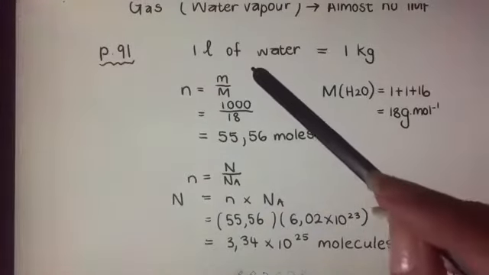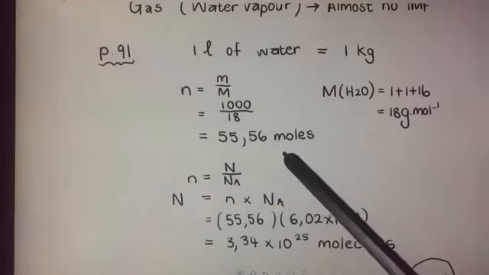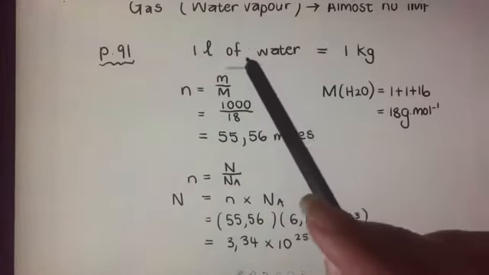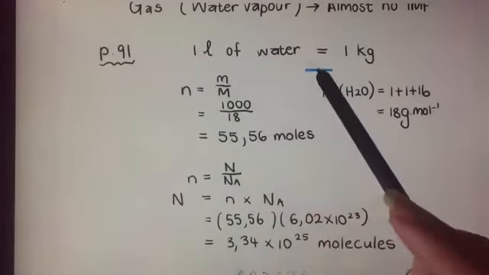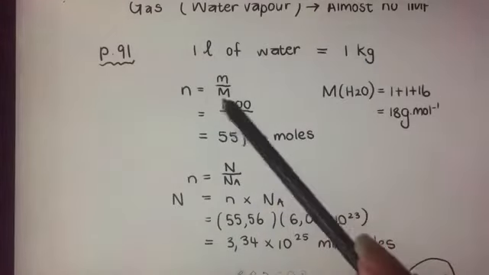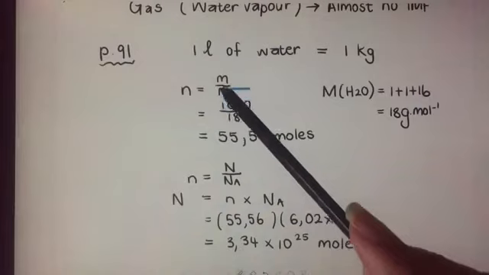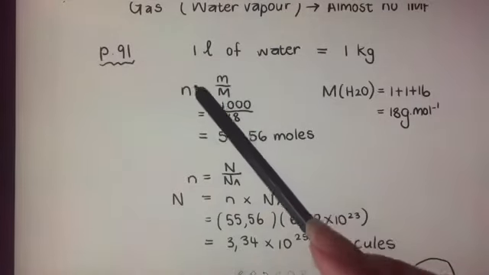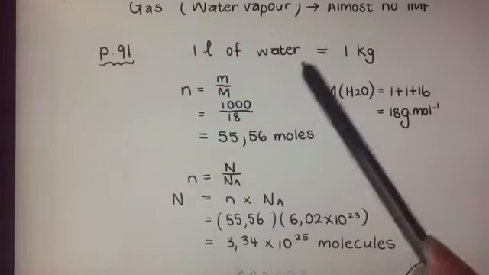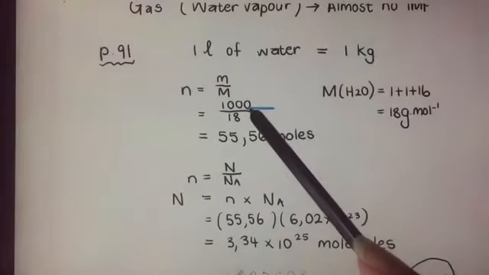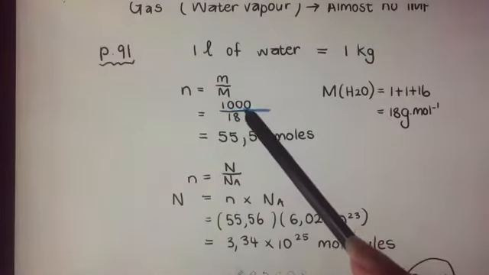Right, on page 91, they are doing something quite interesting over there, which I just wanted to show you. They try to calculate how many molecules we'll have in a liter of water, assuming that a liter of water has a mass of 1 kg. So over here, we use our mole formula, number of moles equals mass divided by molar mass. The 1 kg must be converted to grams, so we've got 1,000.